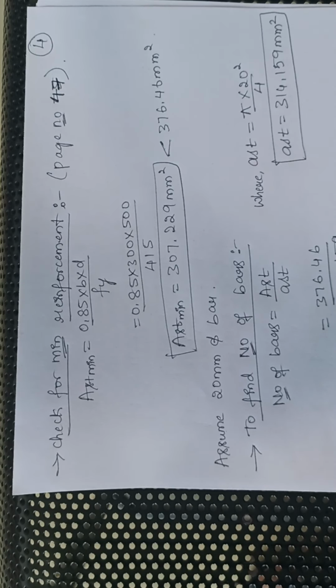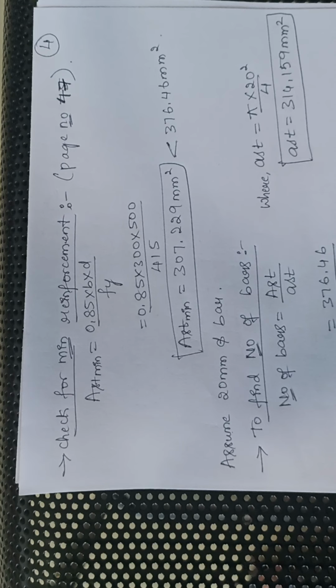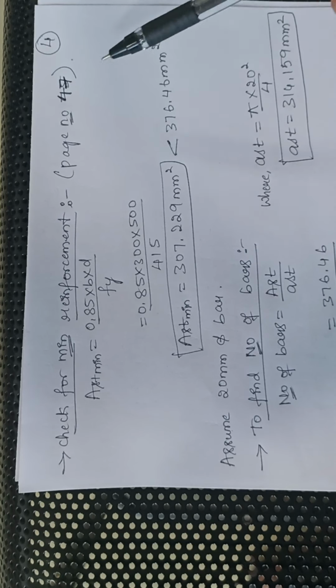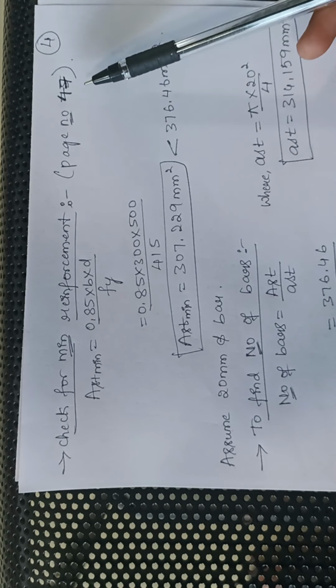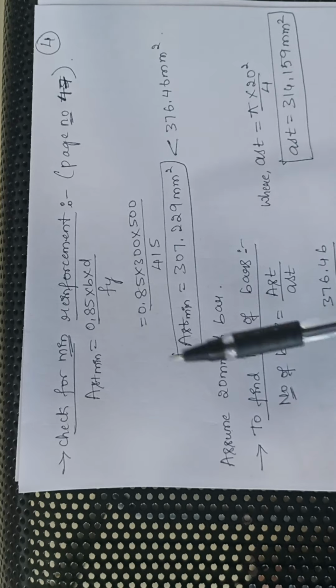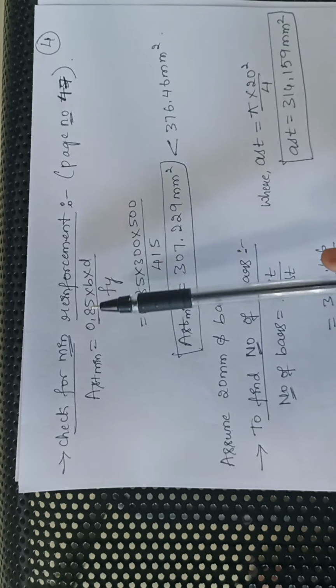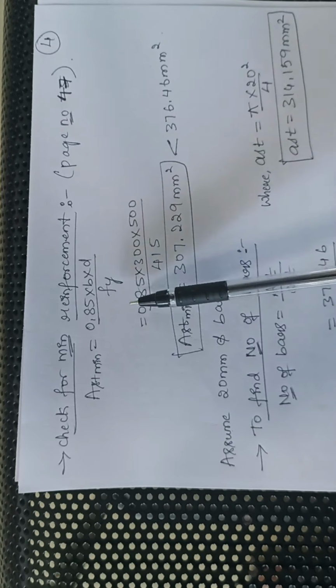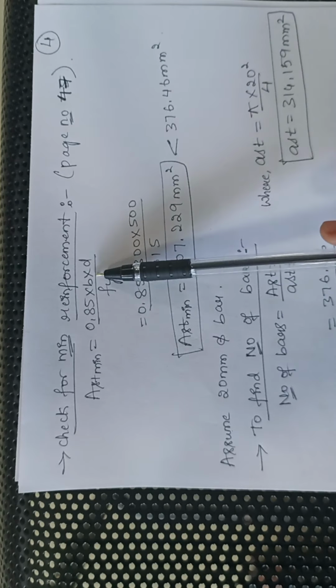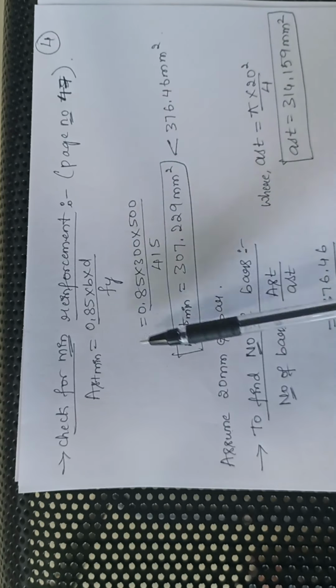Now the next step is to check for the minimum reinforcement. The formula you can get from page number 47 of IS 456-2000. There you have the minimum AST formula as 0.85 BD divided by Fy. Now you substitute the values of B, D and Fy and try to simplify it.